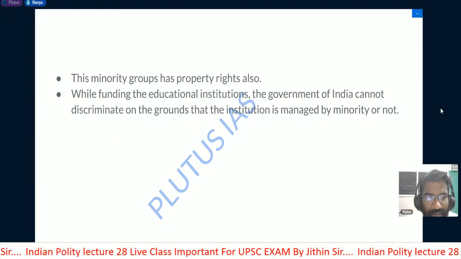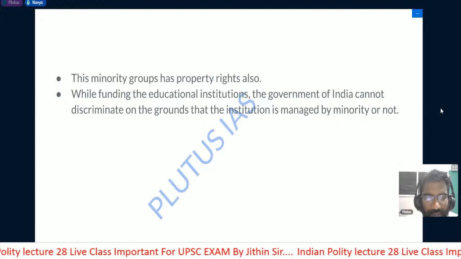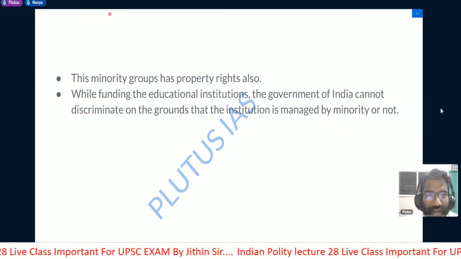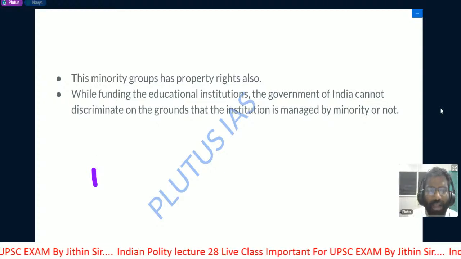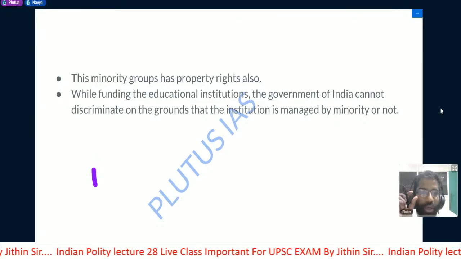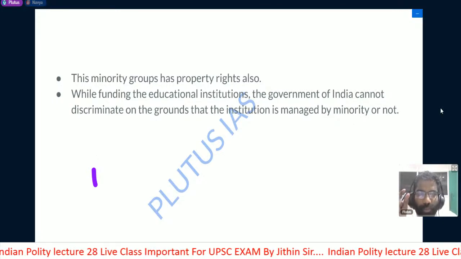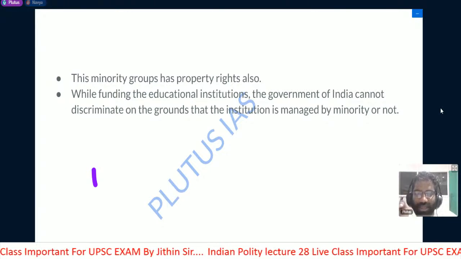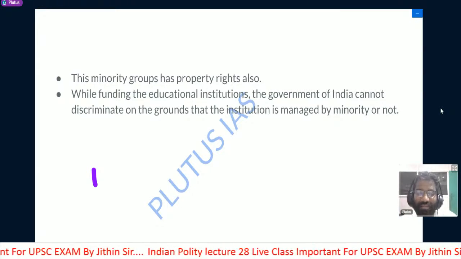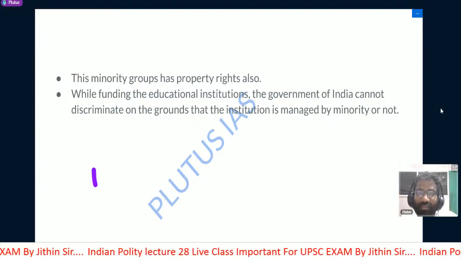So what is meant by minority groups, sir? Like I told you, it is based on religion. Minority groups are those people we consider lesser in numbers. Again, I'm saying it is not mentioned in the constitution. They are lesser in numbers.